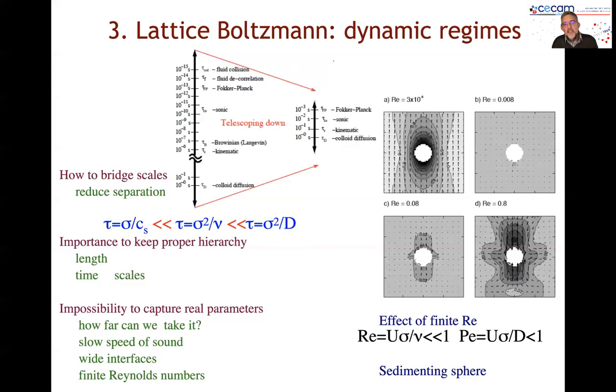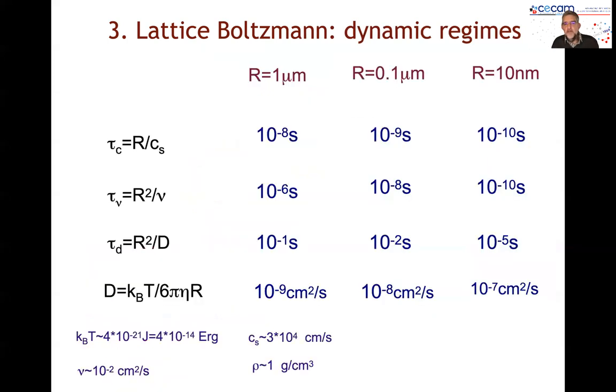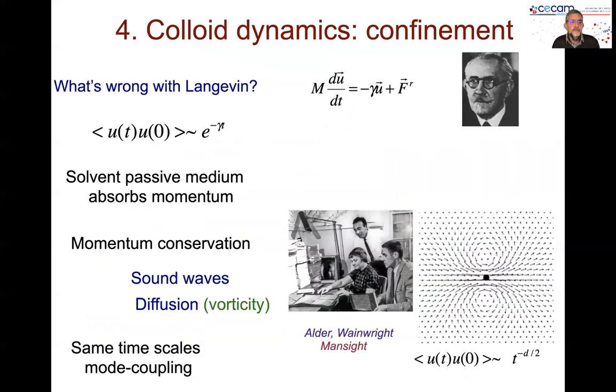I was saying, well, what is the time it takes for sound to propagate, over particle size, or momentum to diffuse? Obviously, it's not the same if I take a micron-sized particle or a 0.1 or a 10 nanometer one. So the time scales vary because this is how they scale. They scale differently with particle size. But still, the hierarchy that I told you is relatively generic.